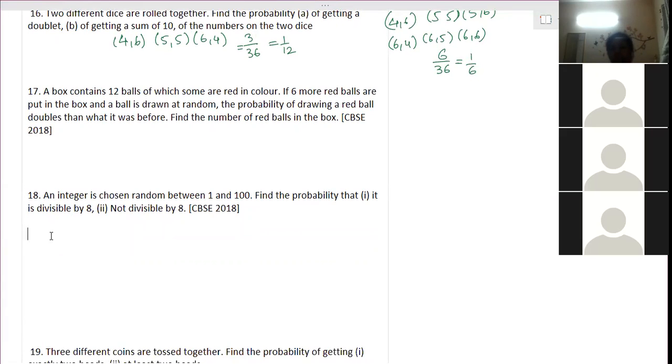An integer is chosen at random between 1 and 100. Find the probability that it is divisible by 8. So how many numbers are divisible by 8? You keep on writing. Have you started writing the numbers? Yes, ma'am. Very good. 12. I got 12, ma'am.